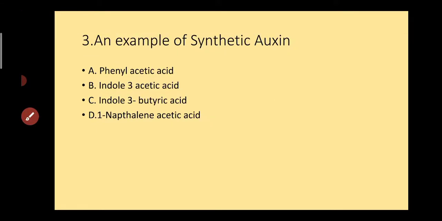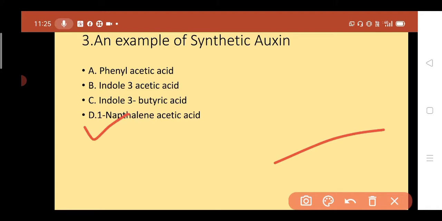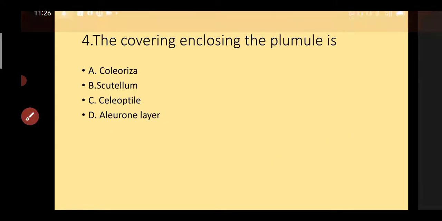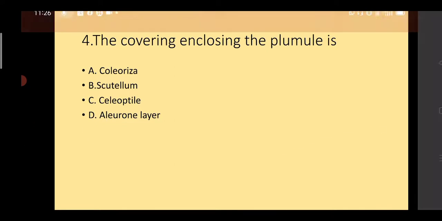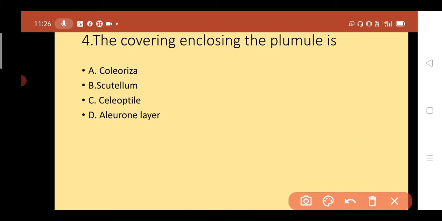An example of synthetic auxin is 1-naphthalene acetic acid. Answer is D. Now, next question. The covering enclosing the plumule: correct answer is C, that is coleoptile. Coleoptile is the correct answer. The covering of the radicle is known as coleorhiza, and the covering of the plumule is called coleoptile.